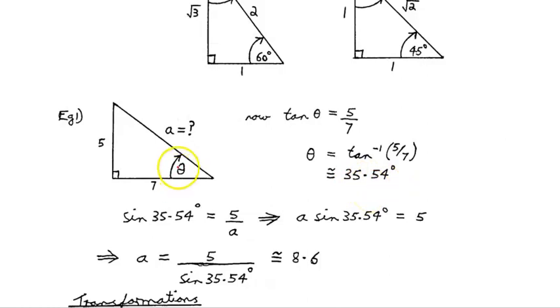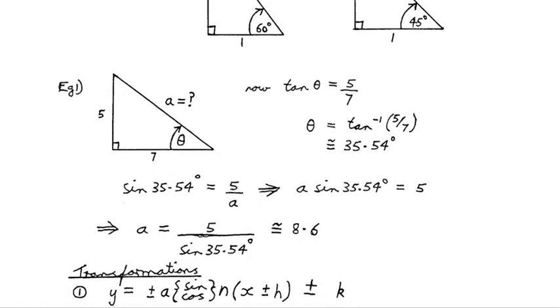Having found theta, we can then use the sine ratio, which is: sine of theta is opposite over hypotenuse. So sine 35.54 degrees is equal to 5 over the hypotenuse. Rearranging, A times sine 35.54 degrees is equal to 5, and dividing through by sine 35.54 degrees gives us that A, the side length, is equal to 5 over sine 35.54 degrees. To one decimal place, that is approximately 8.6 units long for the hypotenuse.